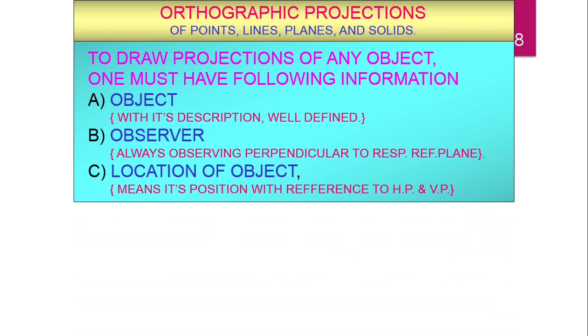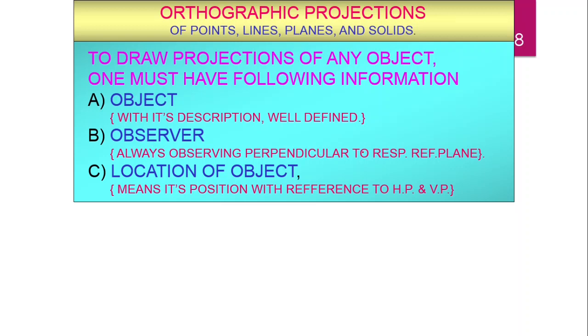Next we have to look into the projection of points. Here there are three important points. First one, object. What about that object? Object is a point or line or anything like that. We must give a description for this particular object.